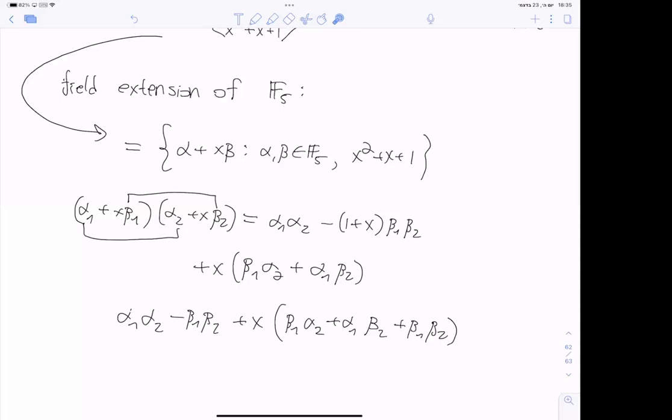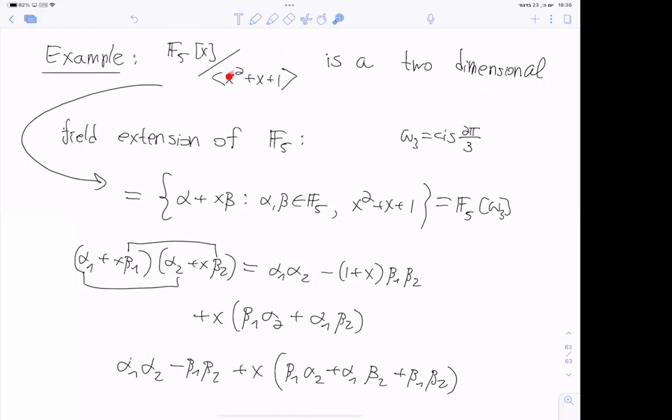Okay, by the way, this field is actually F5 with omega 3. Omega 3 is cis 2 pi over 3. Why? Because if you take this complex number and the square of it, the square is actually 4 pi divided by 3, because if you multiply cis with cis, it's like adding the arguments.